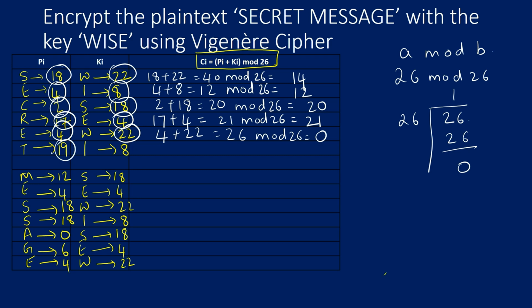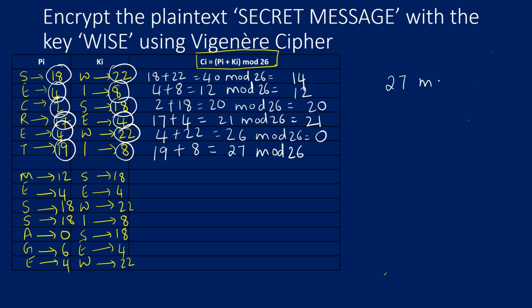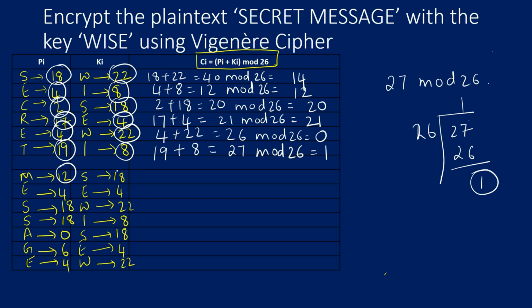The next number which I want to encrypt is 19 and the number assigned for the key is 8. So we do 19 plus 8, which comes out to be 27 mod 26. So for 27 mod 26, we divide 27, that is A, with B, that is 26. 26 into 1 is 26 and the remainder is 1. So 27 mod 26 comes out to be 1. The next number which I want to encrypt is 12 and the key that is to be used is 18. So 12 plus 18 comes out to be 30. So 30 mod 26.